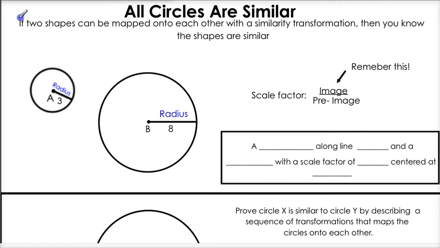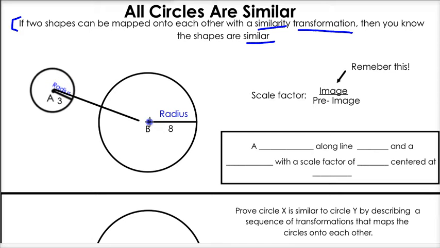Well, you might remember, if two shapes can be mapped onto each other with a similarity transformation, then you know the shapes are similar. Well, you can use similarity transformations to map any two circles onto each other. Don't believe me? Watch and learn. First thing I'm going to do with my circle A and circle B, so I can map them onto each other, is I'm going to translate them. That's probably where I should start.